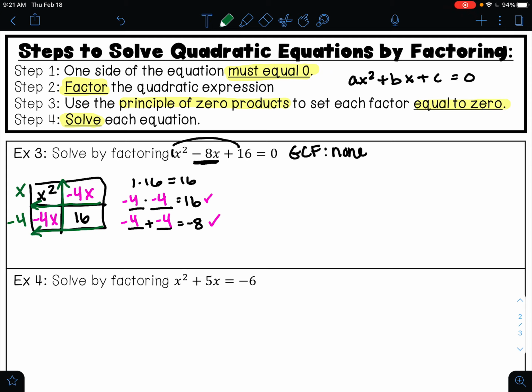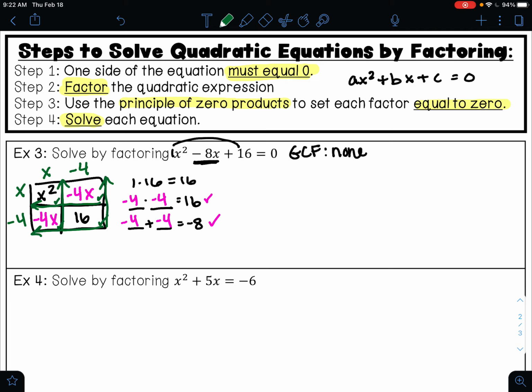The greatest common factor between x² and −4x is x. And the greatest common factor between −4x and 16 is −4. Now remember, the wonderful thing about using the area model is that you can always go ahead and double check your work. x times x is x². x times −4 is −4x. −4 times x is −4x. And −4 times −4 is positive 16.